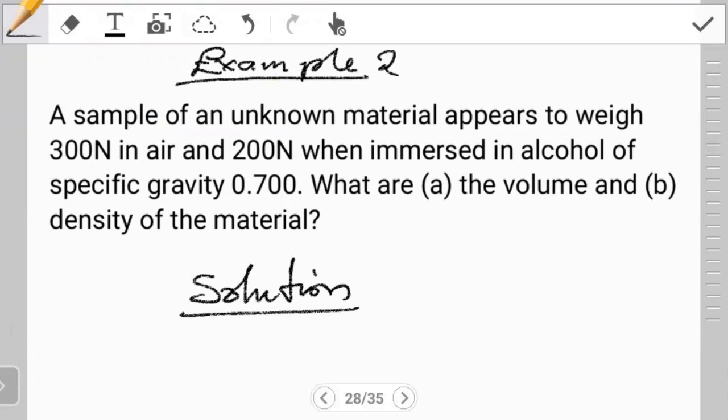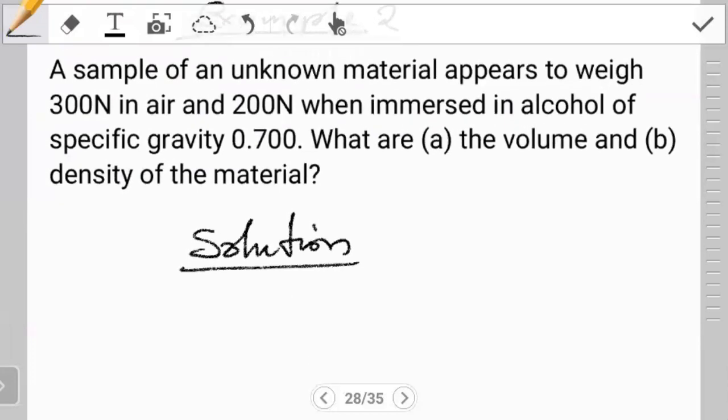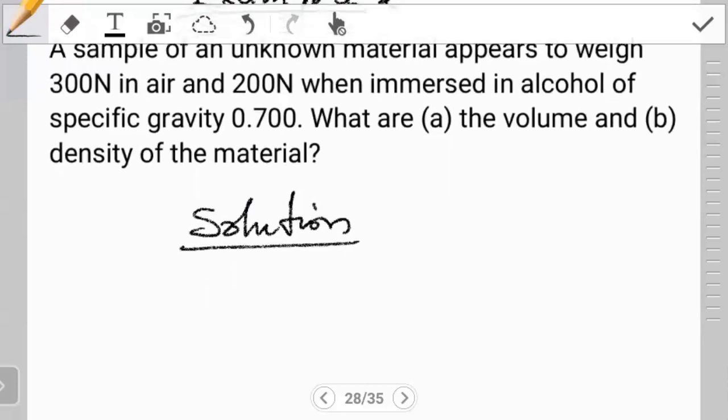Now, what are we trying to find? The first part, they're asking us to find the volume of this material. Now, what material are we talking about? The question is saying a sample of an unknown material appears to weigh 300 newtons in air and 200 newtons when immersed in alcohol of specific gravity 0.7. Now, how do we get this volume? Well, what we have to look at first of all is what formulas can we actually use to find volume.